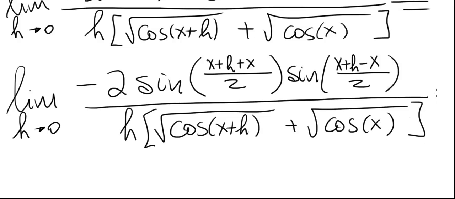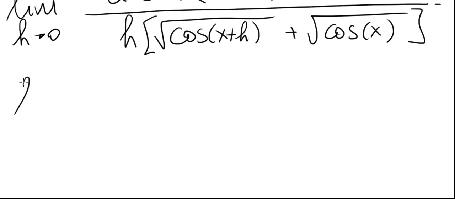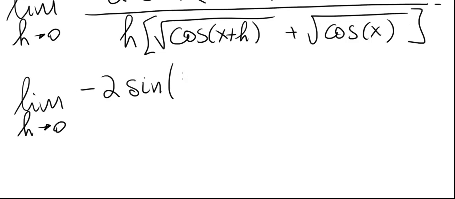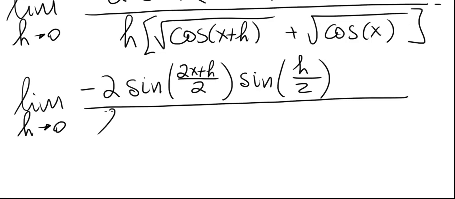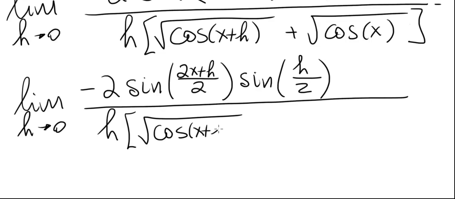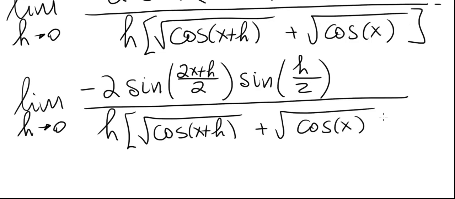So now let's simplify this before we go on. This can be rewritten as the limit as h approaches 0 of minus 2 times the sine of 2x plus h over 2, times sine of, once x is canceled, just h over 2, and this is divided by h times the square root of cosine of x plus h plus the square root of cosine of x.